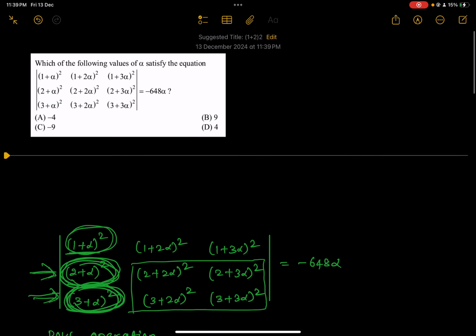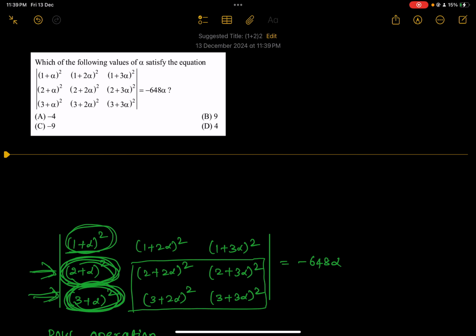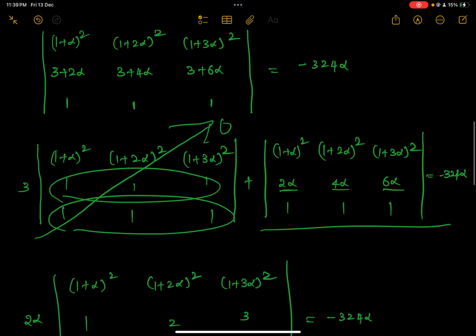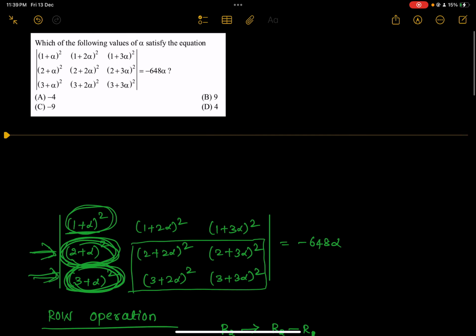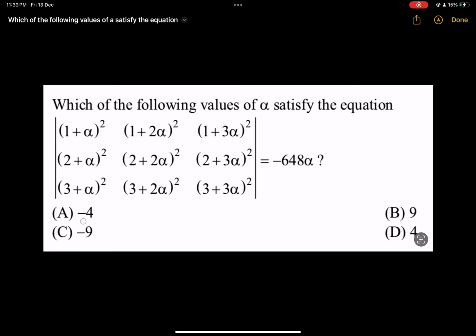Okay, in the options we have plus 9 and minus 9, but what about 0? Okay, we don't have that. So these are the three values of alpha that satisfy the equation. So option B and option C are correct.